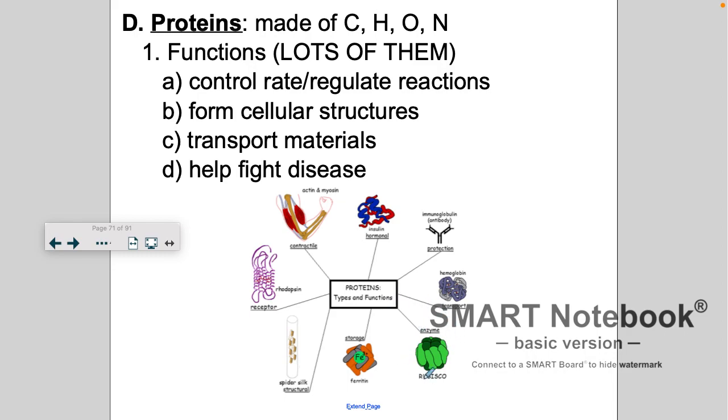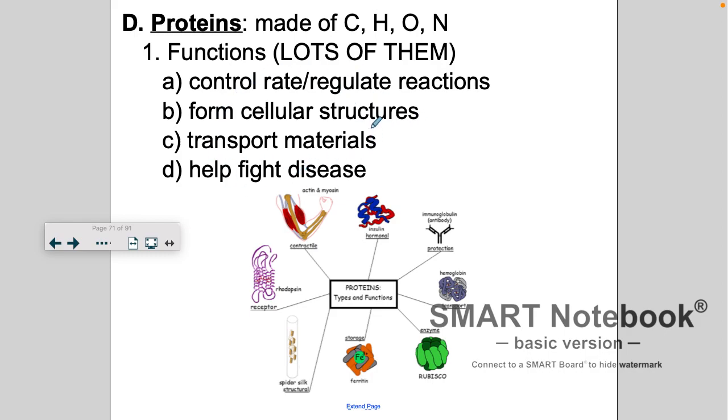They have enzymes that carry out chemical reactions. They are part of your immune system. They are part of your endocrine system. Some hormones are basically proteins. So they carry out a lot of jobs. They might control the rate of or regulate reactions, help fight disease with your immune system, form cellular structures, and transport materials. So your book lists these 4.